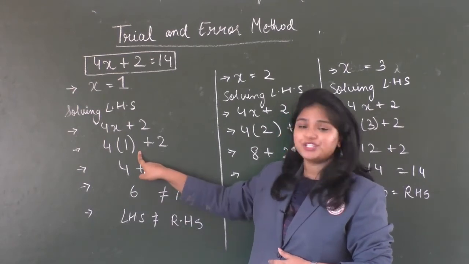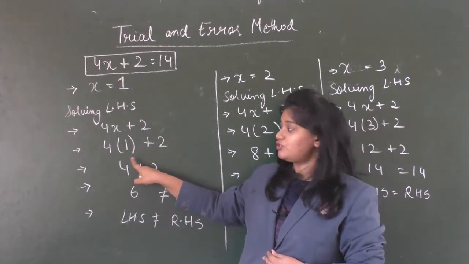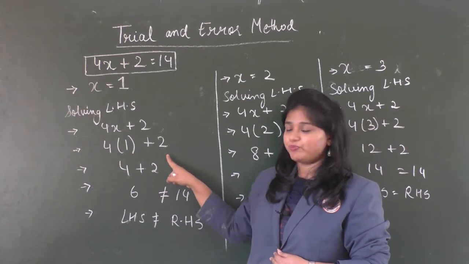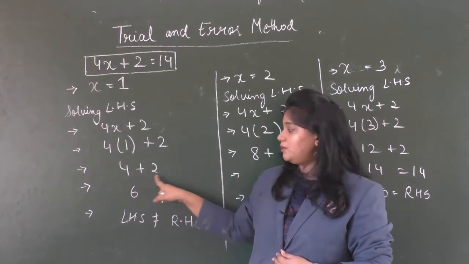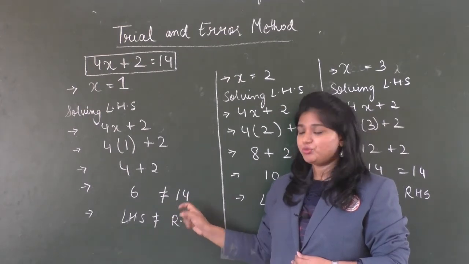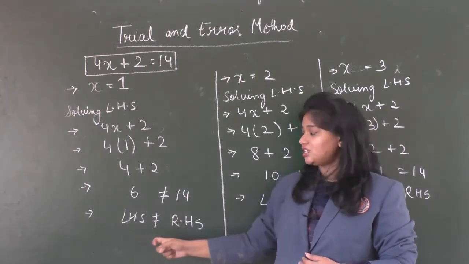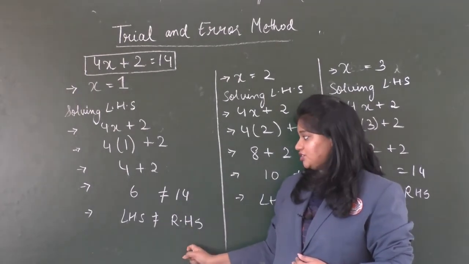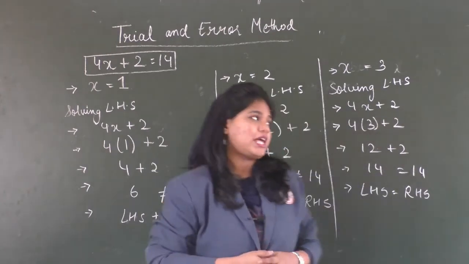So now we have substituted the value of x as 1. So 4 into 1 plus 2. 4 into 1 is 4 plus 2, that is 6, which is not equal to the RHS. So we will write it as LHS not equal to RHS. This is the not equal to sign.